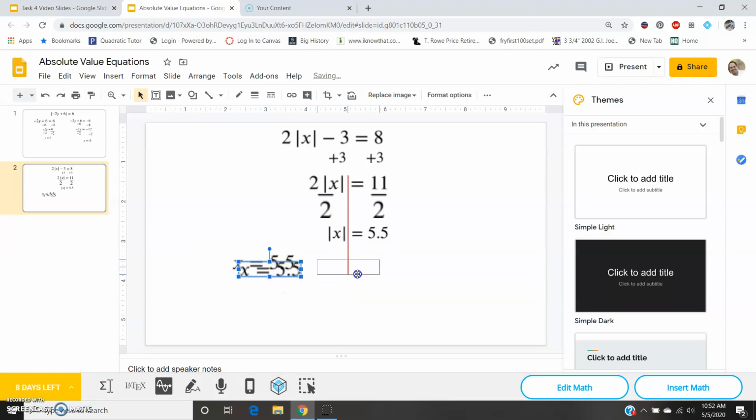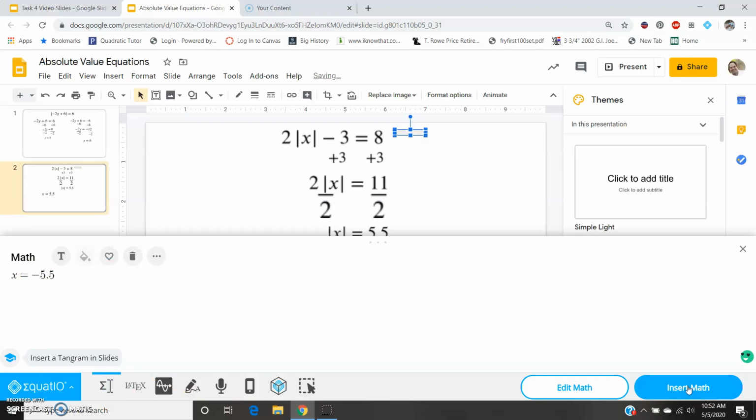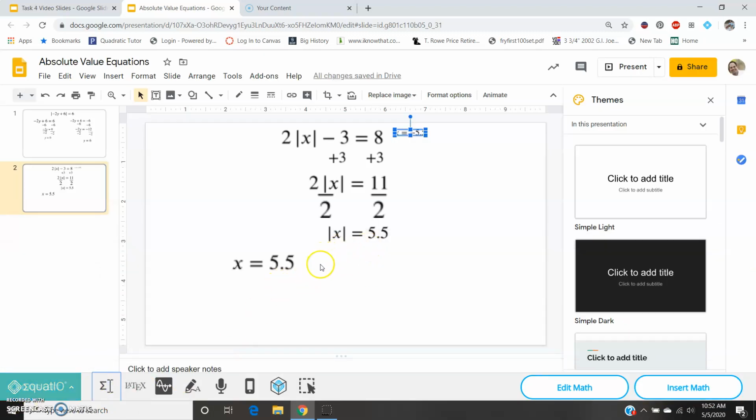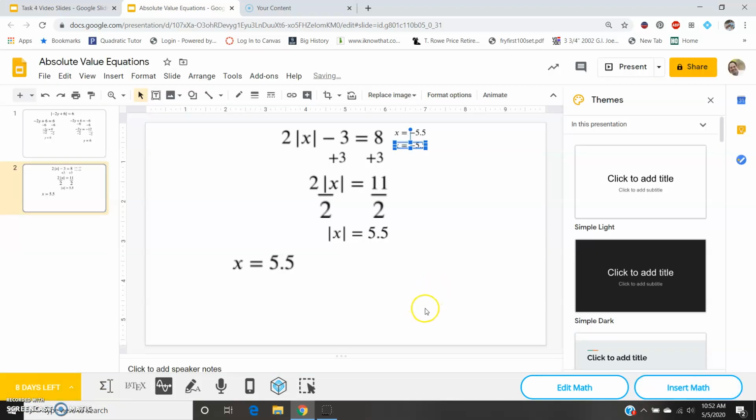And then there's answer 2. Actually, I can't do that with this program. So let me do this. Boom. And then, oh, did I not insert it? There we go. Oh, it was up there. Sorry. Boom. And there are our two answers.